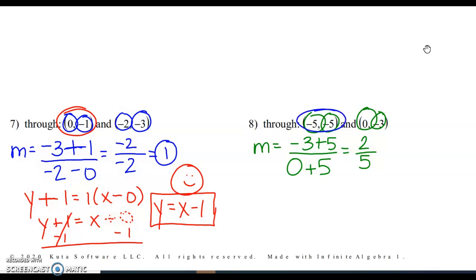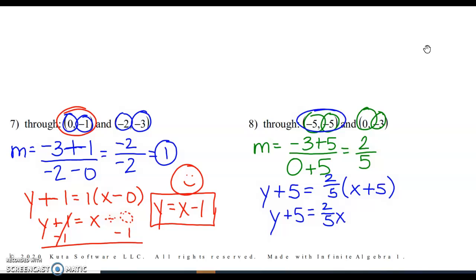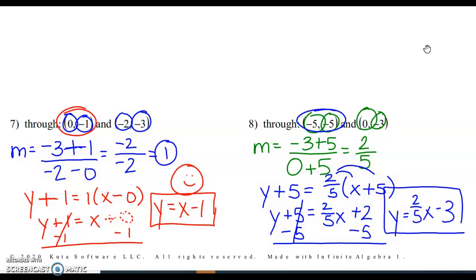I'm going to go with the one that's the same. So I go y minus -5 goes y plus 5 equals slope is 2/5 times x minus -5 is x plus 5. Distribute y plus 5 equals 2/5 x. 2/5 times 5 is 2. To get y alone, to get rid of a plus 5, we subtract 5. So y equals 2/5 x. 2 minus 5 is -3. So y equals 2/5 x minus 3.